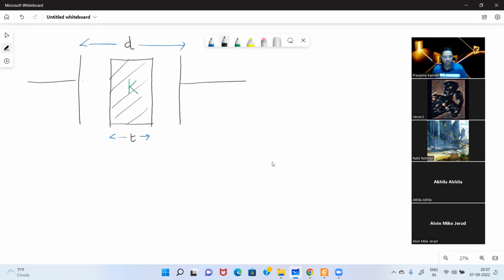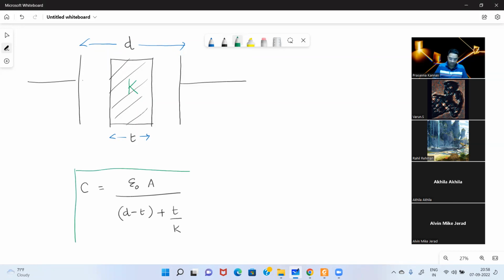How can you get the expression? Very simple, or I will just give the expression for you. Derivation, we have done it previously, right? So the capacitance where the dielectric is present, but only up to a thickness of T, is given by epsilon naught A divided by (D minus T plus T divided by epsilon R or K). This is the expression we need to use when the dielectric is not occupying the whole space, but only some small space. Is it clear?